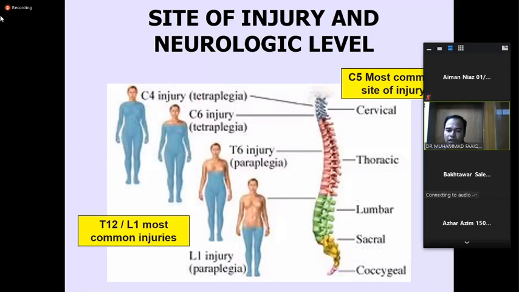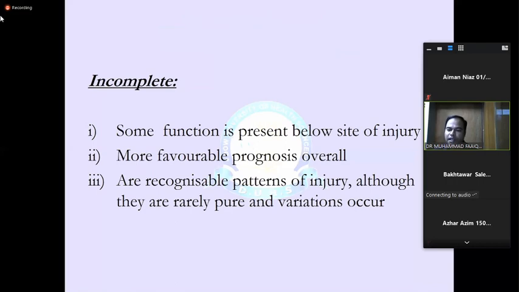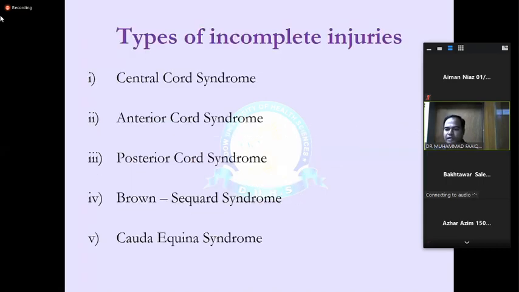So incomplete cord injury, I already told you, means any of the modalities of spinal function, whether it is motor, sensory or autonomic function, are intact, it will be referred to as incomplete. And if no function is intact, it will be referred to as complete cord injury. So there are different types of incomplete cord injury. Let me tell you the logic behind dividing spinal cord injury into complete or incomplete.